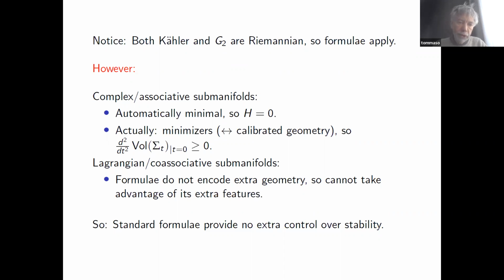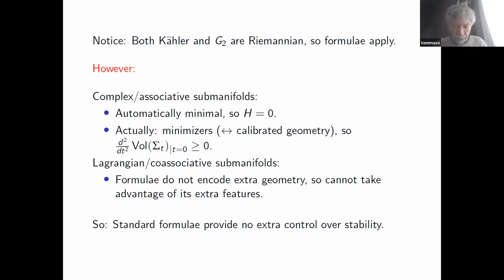Now, instead, in the Lagrangian and co-associative case, something different happens. These, in the context that I'm talking about, are not calibrated, and so we do not have any information on them. But the formulas we are trying to use do not use the extra Kähler or G2 geometry, and so they cannot tell us anything specific about these submanifolds.